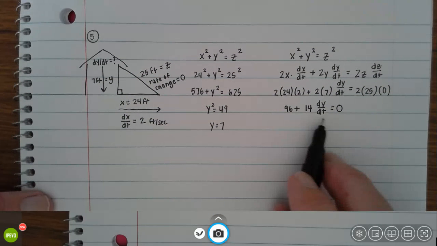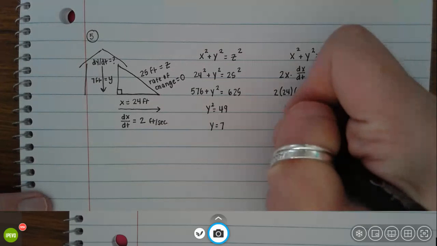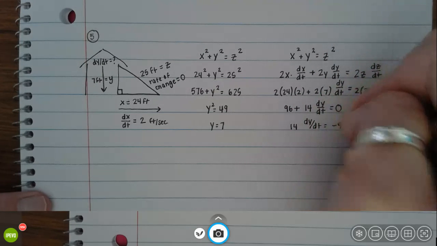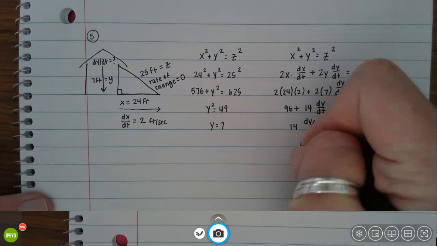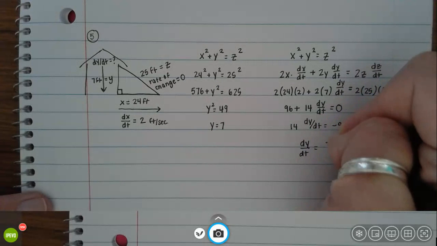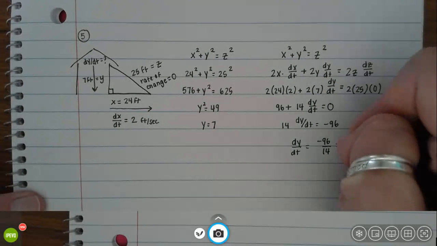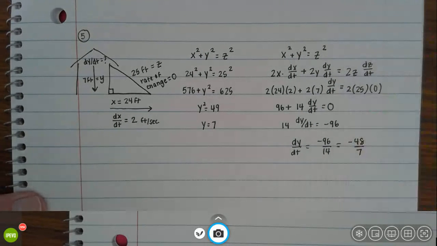So then I want to know what dy dt is. So I'm going to move the 96. So 14 dy dt is going to be equal to negative 96. And then I can go ahead and divide. And I would want to simplify this as much as I can. So I believe that is negative 48 over 7.